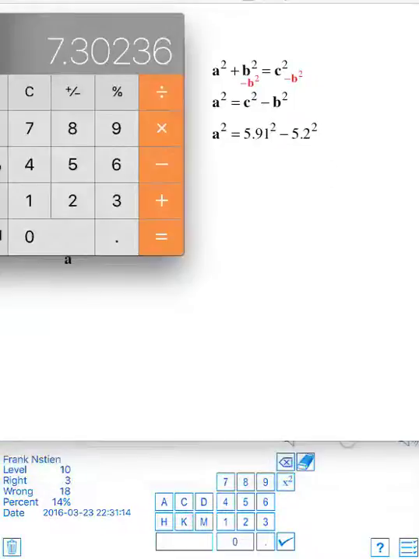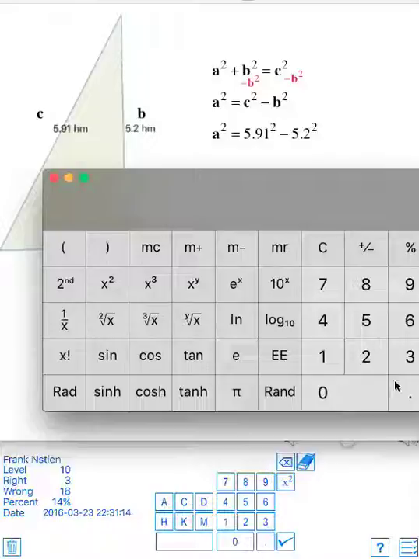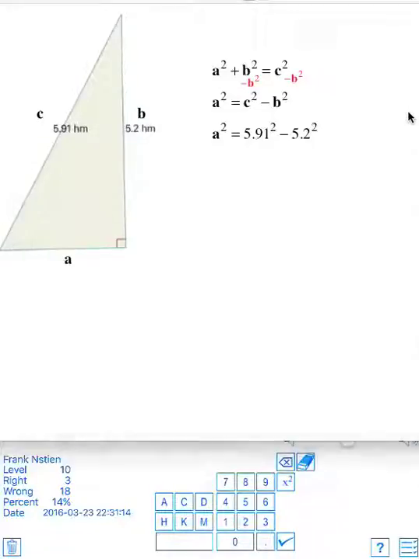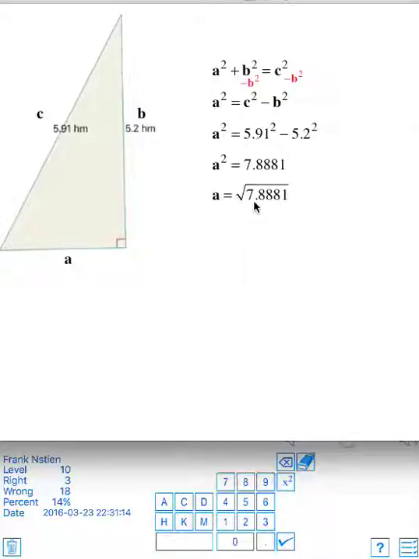Now it's handy dandy calculator time. 5.91 squared, take away 5.2 squared is equal to 7.8881. All right, so A squared is 7.8881. So to figure out what A is, I'm going to take the square root of both sides. So A is the square root of 7.8881. Handy dandy calculator time again.